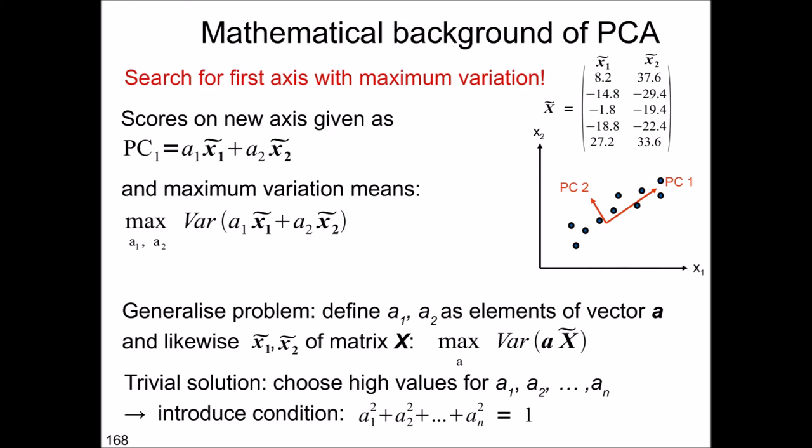Now, a very trivial solution would be to choose very high values for the individual elements in this eigenvector, because obviously, if we choose very high values for a1, a2, and so on, then we obtain a very high number and we inflate the variance. So we need to somehow introduce a condition that limits the value that we can put for a1, a2, and so on, for the individual elements of the eigenvector. And we say that the sum of the squares of the elements of the vector should not exceed 1. This is shown here by the introduction of the condition.